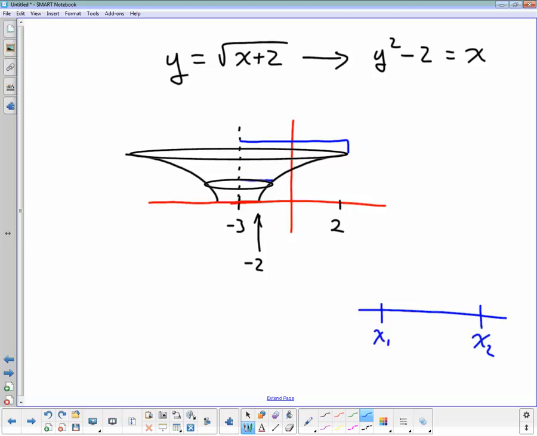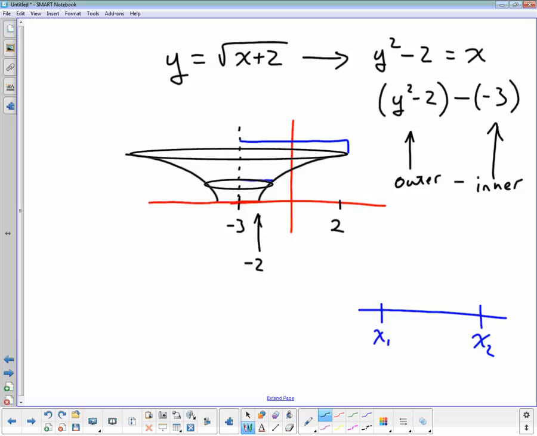So it's going to be this function minus the interior function. Okay? So we have outer minus inner.